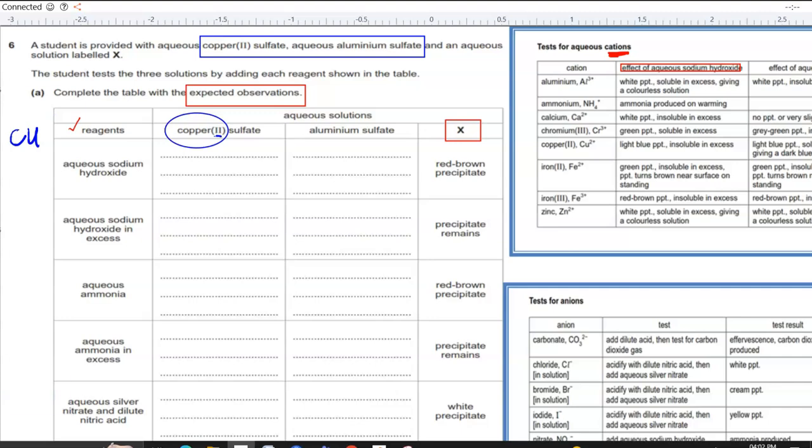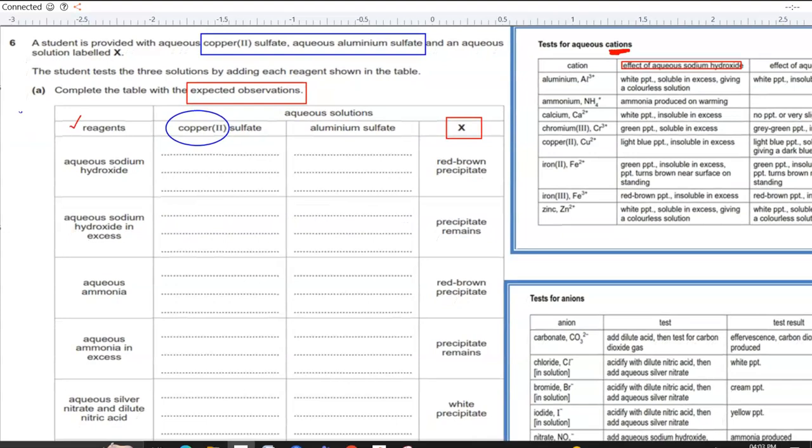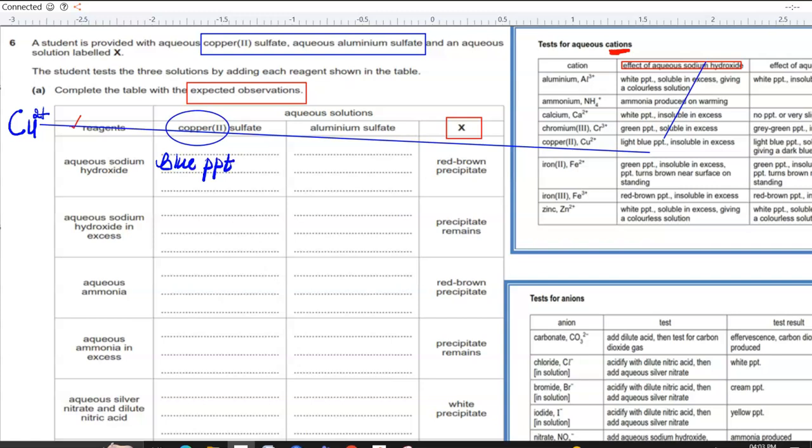So, let me write it again. Cu 2 plus. So, copper 2 plus. You will go to the table and check where copper 2 plus is. See, copper 2 plus is written here. And what is the observation of copper 2 plus with sodium hydroxide? You can see blue precipitate. And you will simply write here blue precipitate is formed.